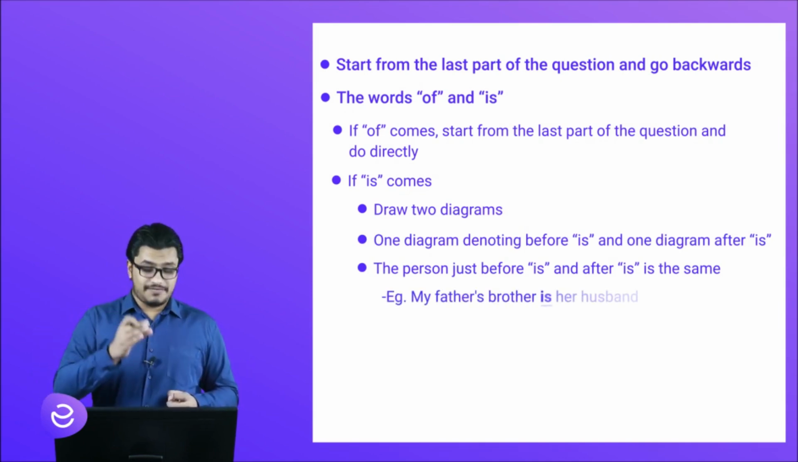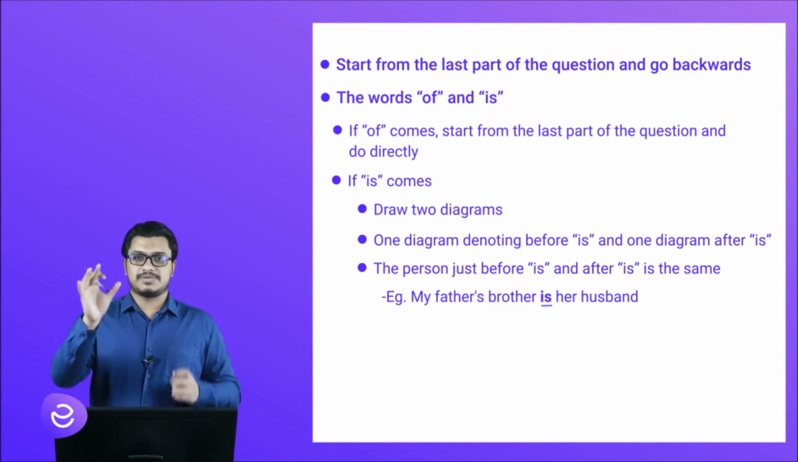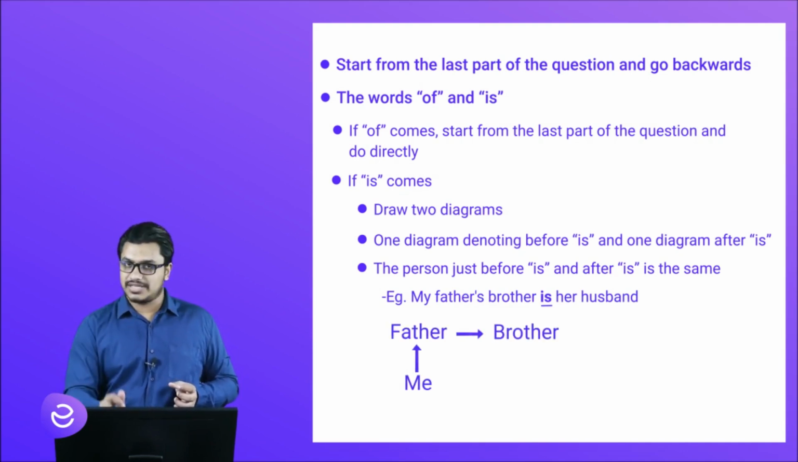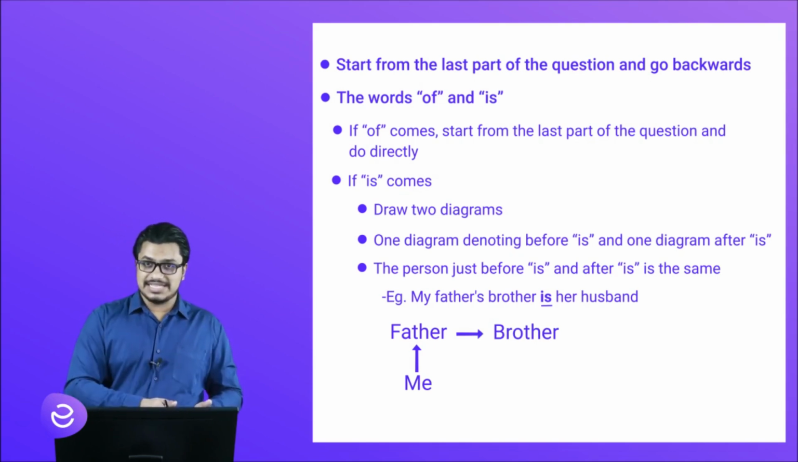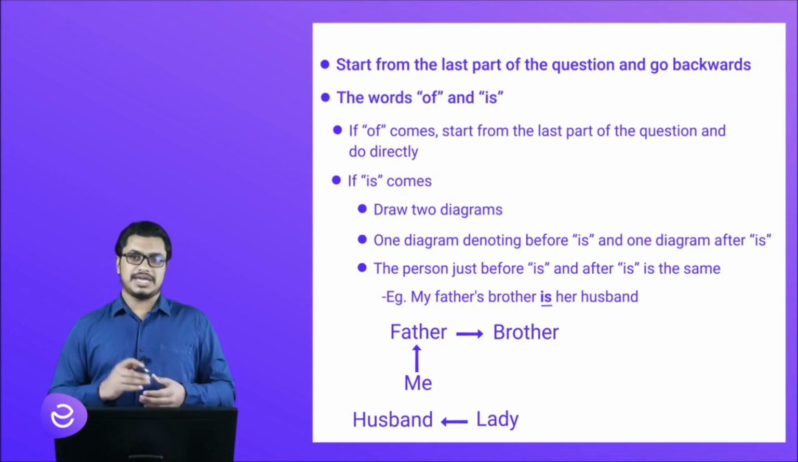For example, my father's brother is her husband. So for my father's brother, we'll draw a diagram as me, my father, my father's brother. So we'll have one diagram here, my father's brother. Then we have an "is" there. Then we'll draw another diagram, her husband. So there is a lady, we'll mark here, then her husband. So we have another diagram here.